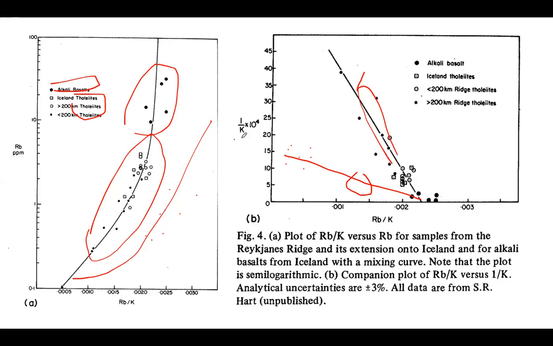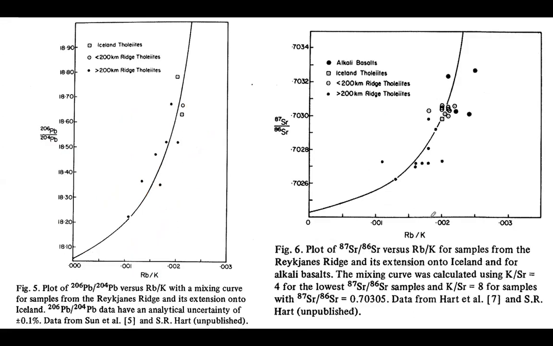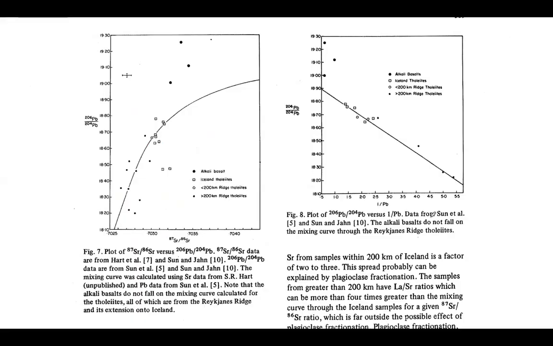Again, here, 1 over K. And here also K is a reciprocal. So therefore you have a straight line. Similarly, another example is here. So these interpretations are very interesting.